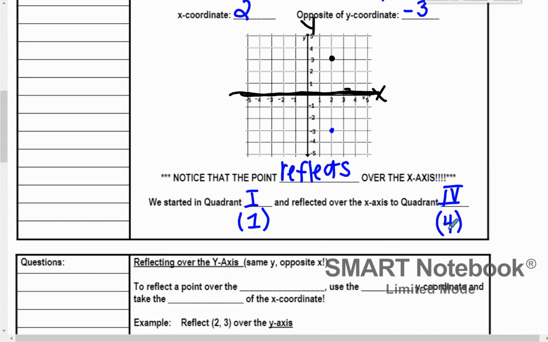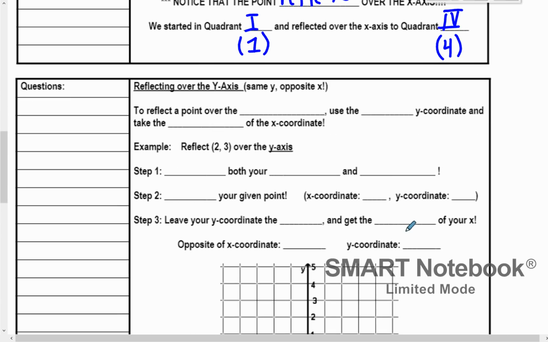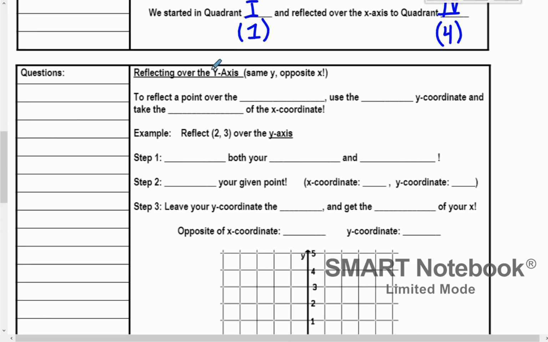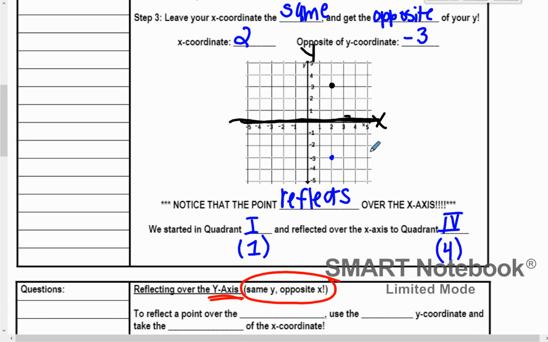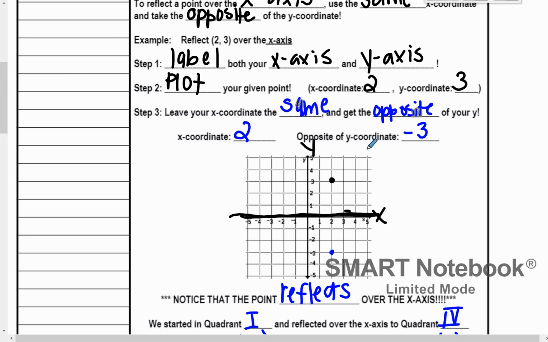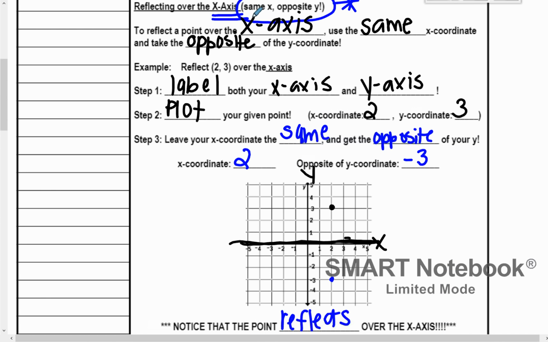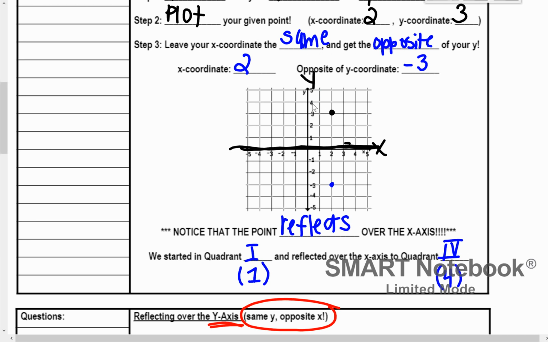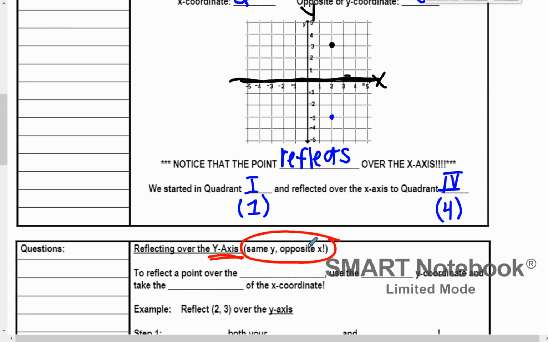Okay, and that's how we reflect points over the x-axis. Now when we do it over the y-axis, our rule is a little different. So now we're going over the y-axis. We take the same y, but now we have the opposite of x. So notice how that's the opposite of this. Here we kept the x, took the opposite of y. Here we keep the y, take the opposite of x.